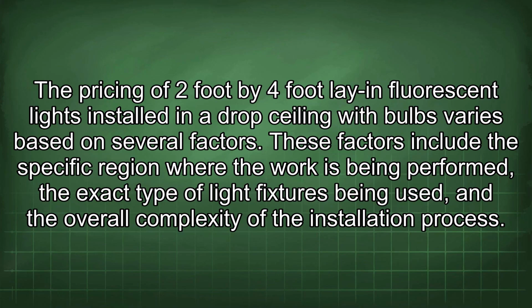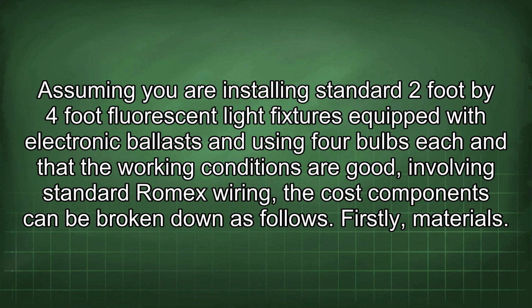Pricing of 2-foot by 4-foot fluorescent lights installed in a drop ceiling with bulbs varies based on several factors. These factors include the specific region where the work is being performed, the exact type of light fixtures being used, and the overall complexity of the installation process. Assuming you are installing standard 2-foot by 4-foot fluorescent light fixtures equipped with electronic ballasts and using 4 bulbs each, and that the working conditions are good, involving standard Romex wiring, the cost components can be broken down as follows.